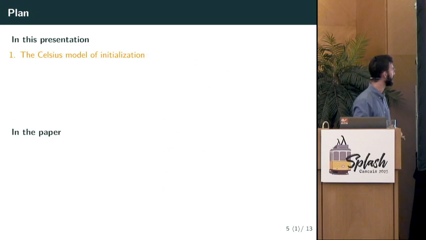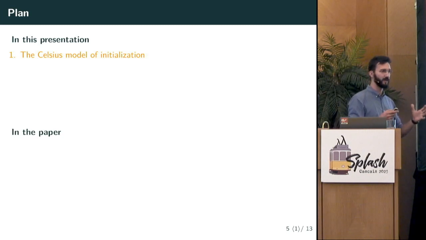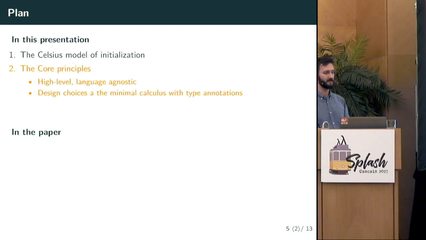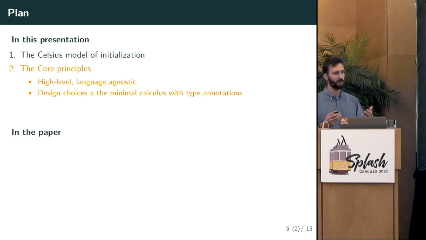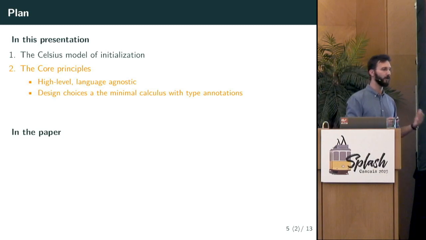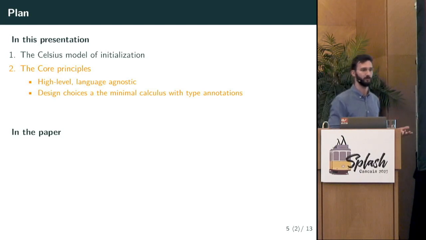And that's what I'm going to present now. So in this presentation, I'm going to give you an overview of the Celsius model, so how we represent objects under initialization, and then I'm going to present the core principles, the main ideas behind the design choices of Celsius. Those core principles are high-level design ideas that you can apply to your language in very different ways. And I'm going to illustrate one way of applying it to a minimal calculus that we give in the paper to show that it actually works to have those principles.